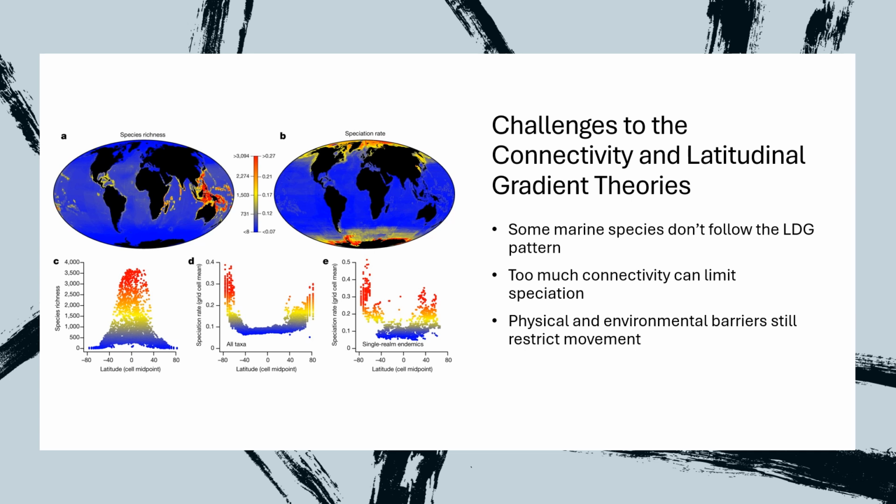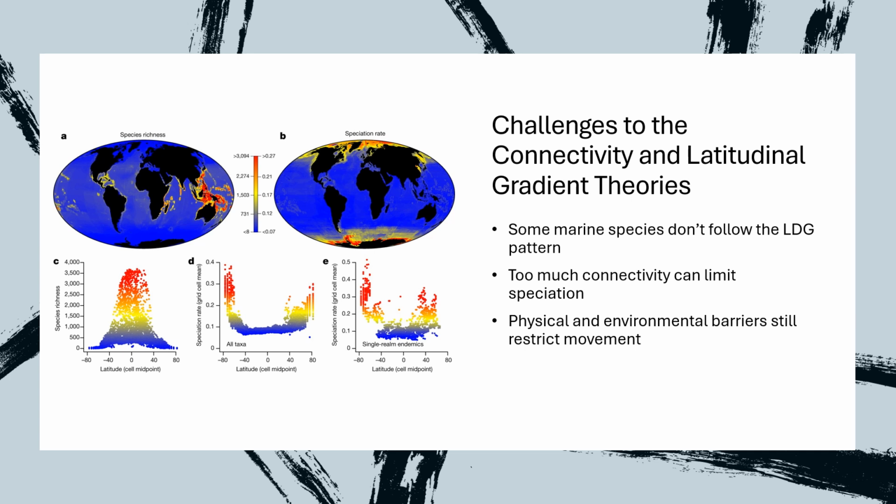There's also evidence that too much connectivity can limit speciation. While connectivity promotes genetic diversity, it can also prevent species from becoming genetically distinct enough to evolve into new species. For example, highly mobile pelagic fish like tuna and swordfish show very low genetic differentiation across ocean basins because they mix too frequently for isolated populations to emerge.